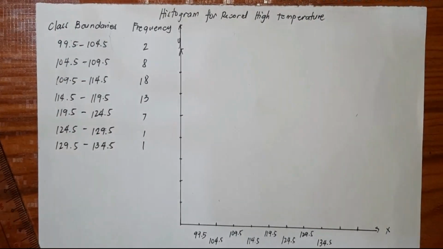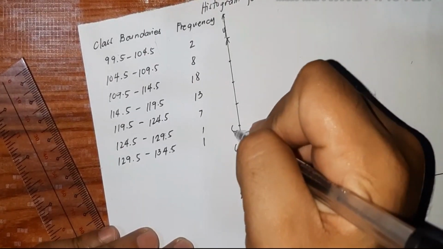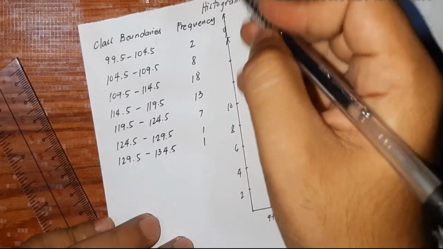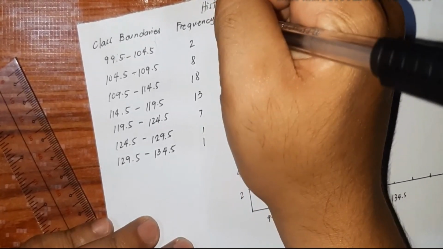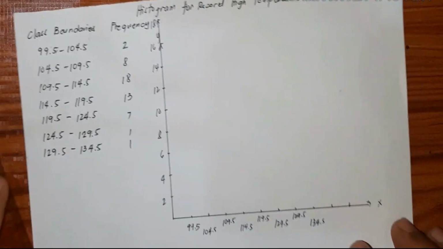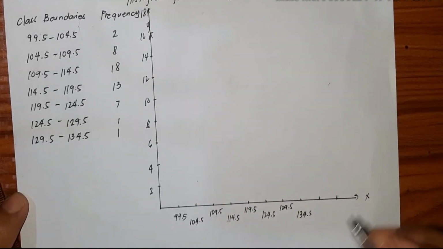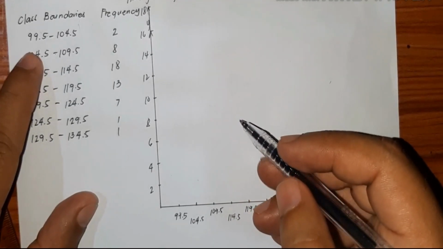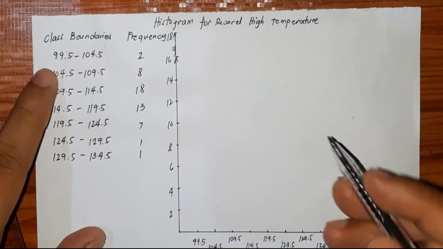Okay. So, level na natin. We have 2, 4, 6, 8, 10, 12, 14, 16, and then 18. Okay, so lumagpas lang siya ng konti. Ngayon, so paano natin siya i-graph? Okay, so mula sa cross boundary natin na 99.5 to 104, nasan yon?